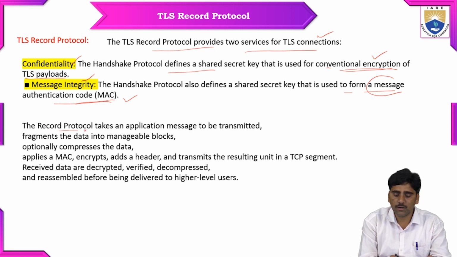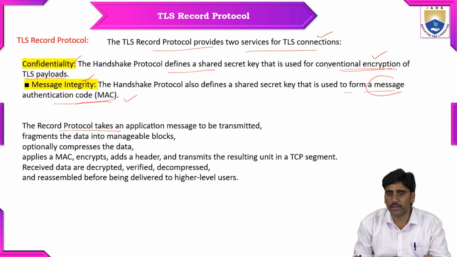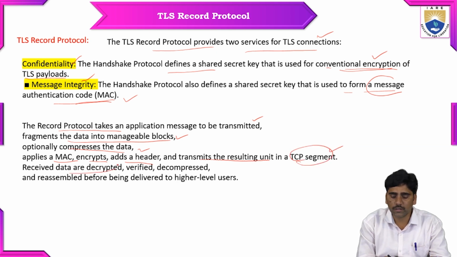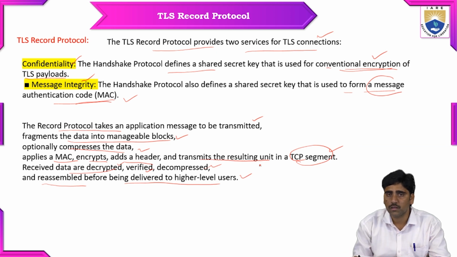The TLS record protocol takes an application message to be transmitted, fragments the data into manageable blocks, optionally compresses the data, applies MAC, encrypts, adds a header, and transmits the resulting unit in a TCP segment. Received data are decrypted, verified, decompressed, and reassembled before being delivered to the higher level users.